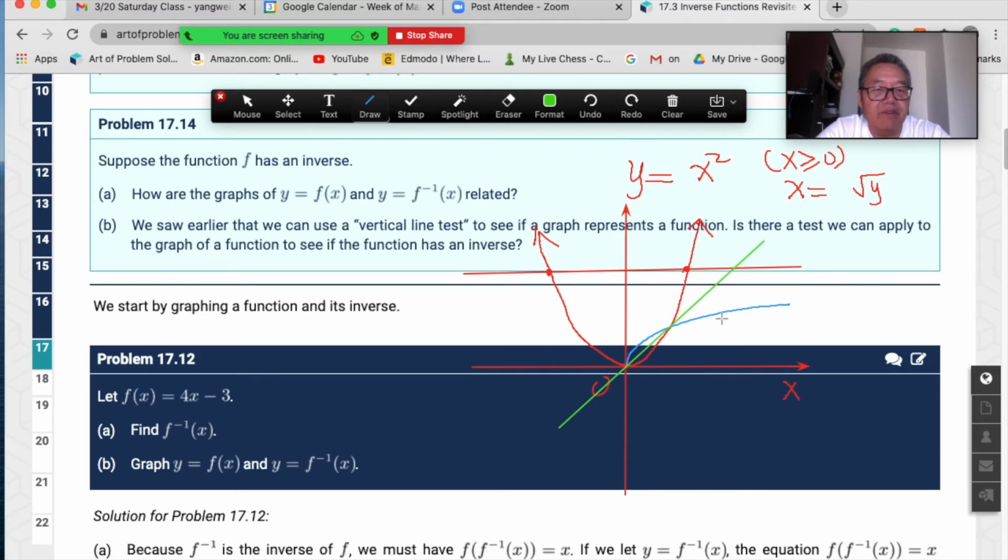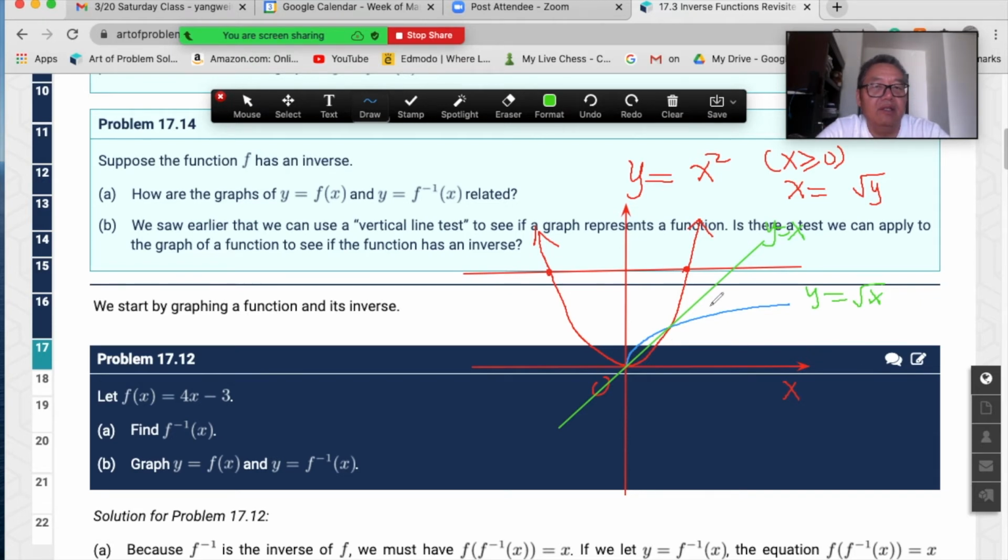Then the inverse function, this one, that's y equals root x. When we solve x in terms of y, we get x equals root y. Then we switch variables, get y equals root x. Then this graph, that's the blue color. Then you can see this one and y equals x squared, when x is greater or equal to 0, there's symmetry about y equals x.